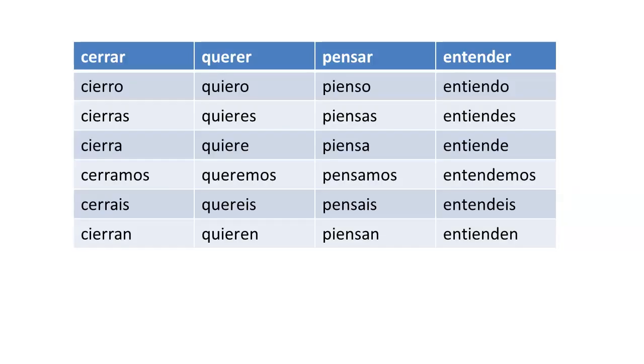So now that you're familiar with the E to IE pattern, it's just a matter of memorizing those other E to IE stem changers. And here are 4 more of the most common E to IE stem changers. We have cerrar, which is to close. And notice the IE. Cierro, cierras, cierra, cerramos, cerráis, cierran. So E to IE in all of the forms except for the nosotros and the vosotros.